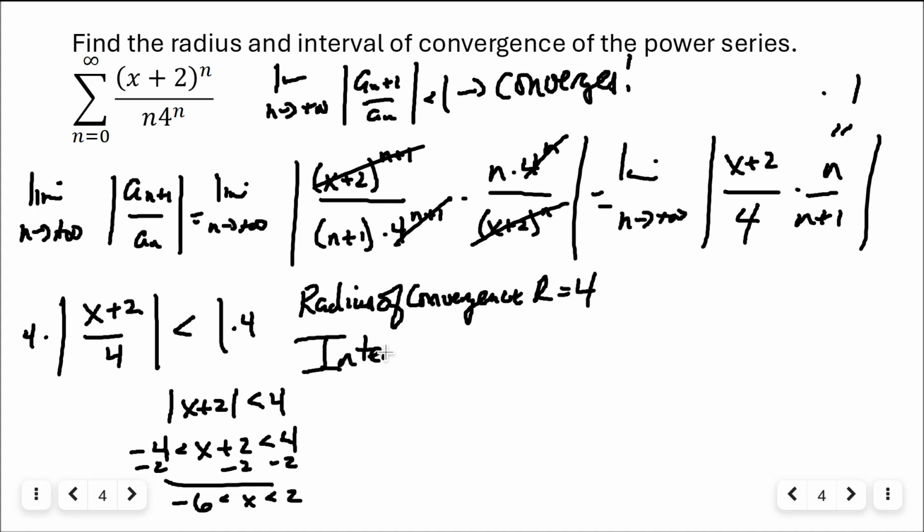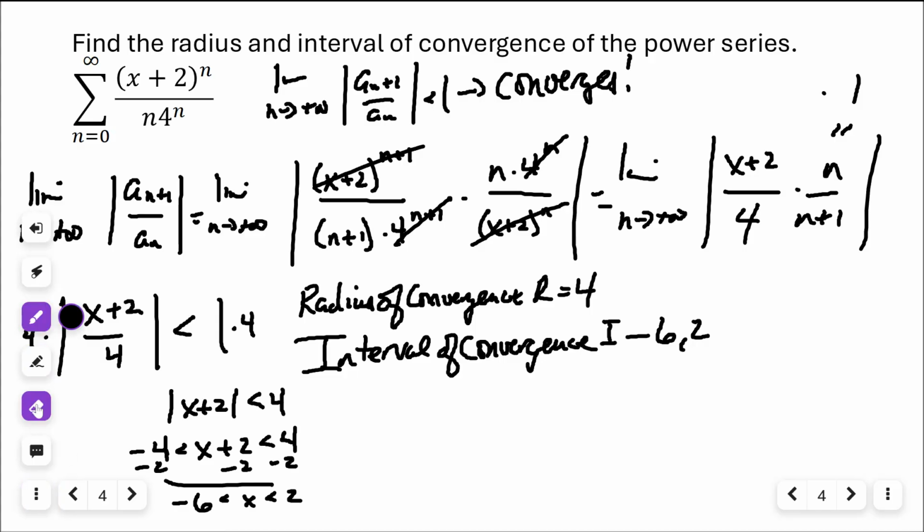My interval of convergence, I'm going to write -6, 2. I'm writing it as an interval. Let me erase this because I'm going to need a little more room here. Fill one more thing in. Okay, so that's my interval of convergence. I know I is -6 to 2. All right, so within that range.